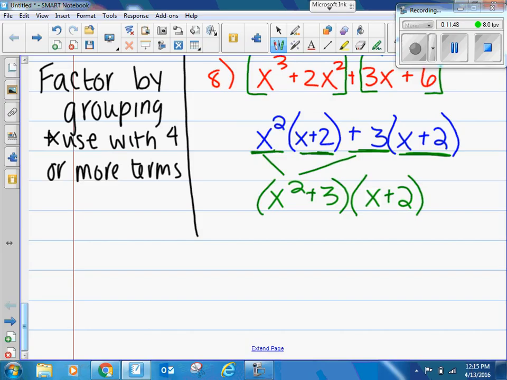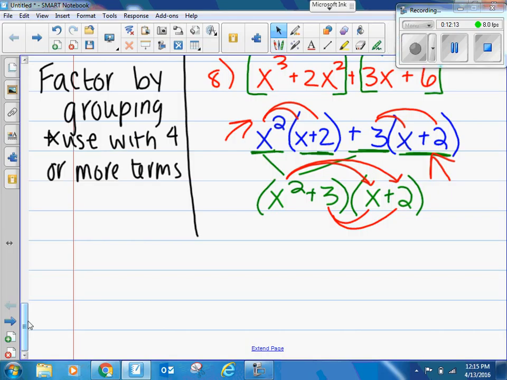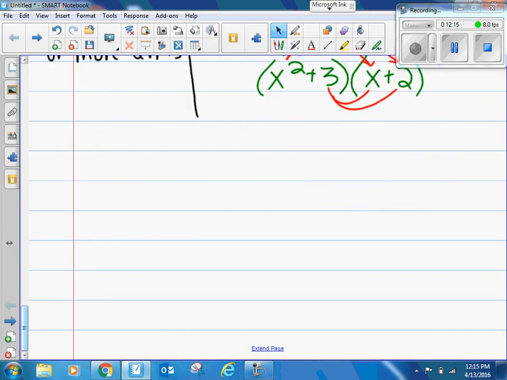The reason this works, because if you were to think, above here, I'm actually distributing this x squared to x plus 2 and this 3 to x plus 2. Well, I'm doing the same thing here. If I was to FOIL, I would take this x squared and go to both of these terms, just like I did up here. And then I would take the 3 and go to each term, just like I did over here. So it's just another way to factor when you have 4 terms. Let's look at another example.